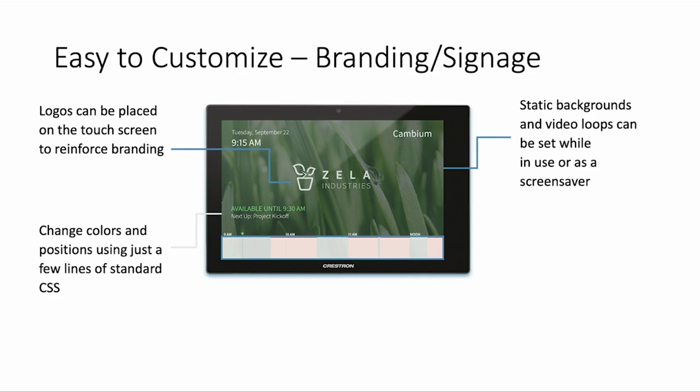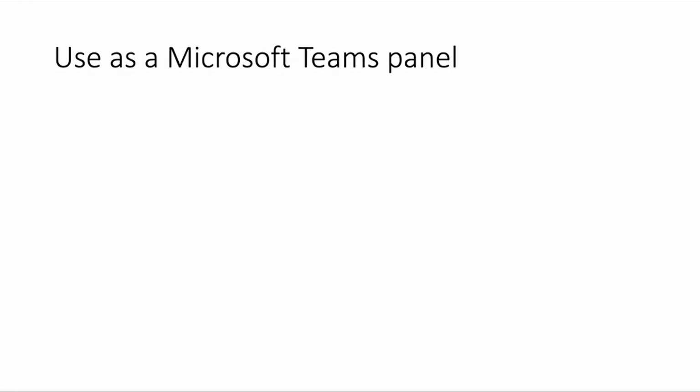It's easy to change those colors. There's just a few lines of standard CSS, and there is HTML5 support in our touchscreen, so you can completely customize that UI on the panel and deliver the experience that your customers want with that secure direct connection to O365 and calendaring information there too.